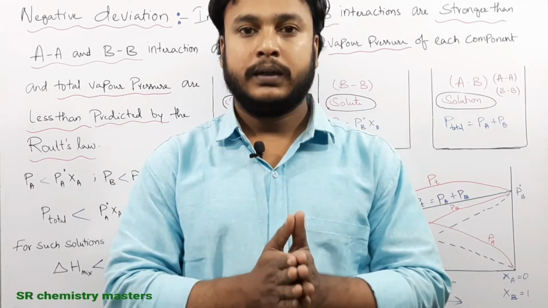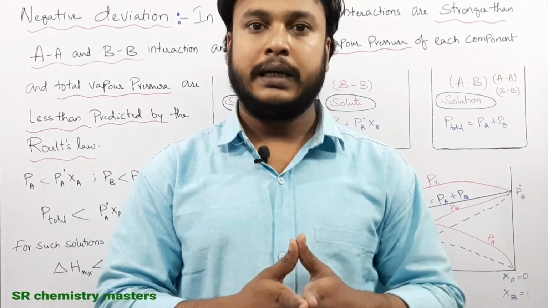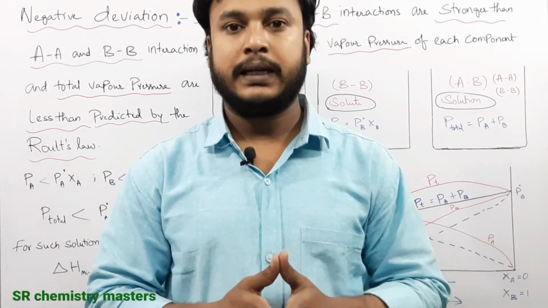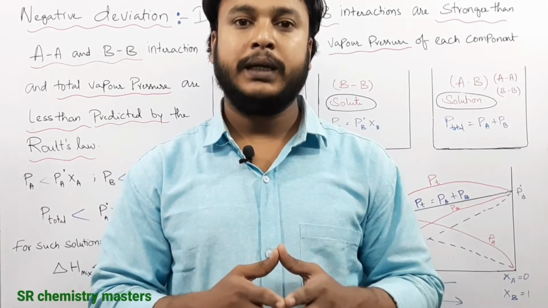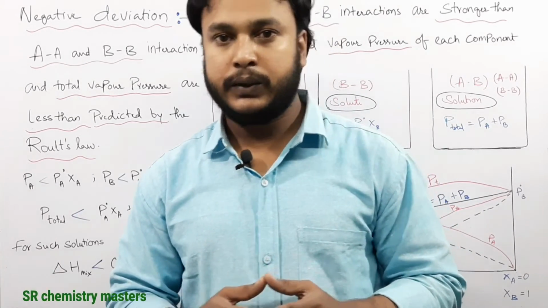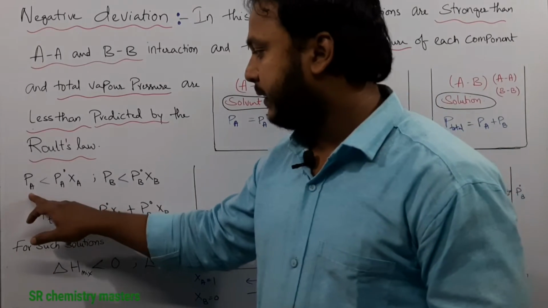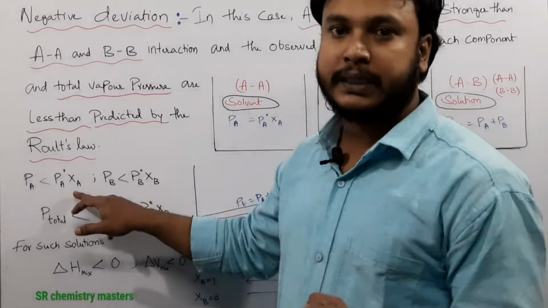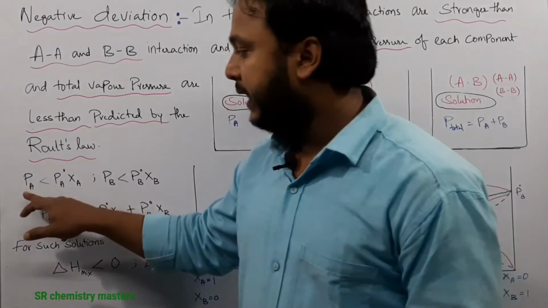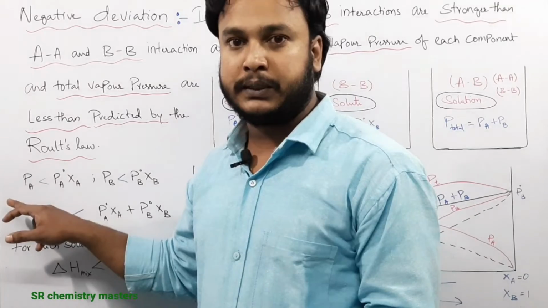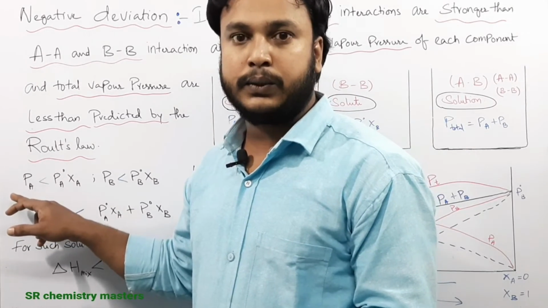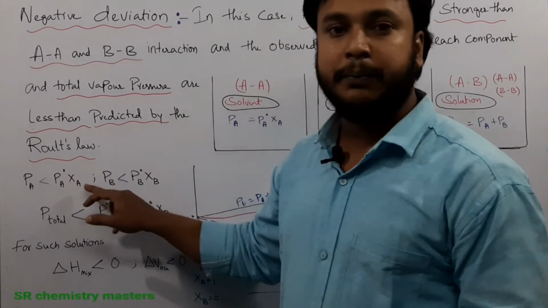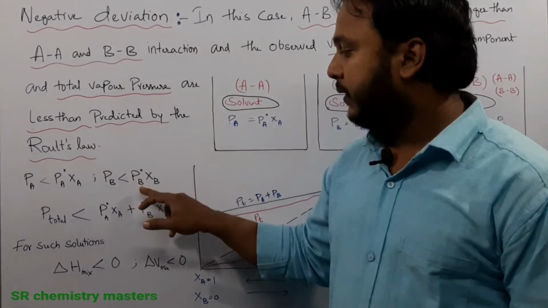Remember, here the vapor pressure of each component and the total vapor pressure is always lesser than the predicted value by Raoult's law. Here also you can see that PA is lesser than PA naught into XA. PA naught into XA is nothing but the predicted value by Raoult's law, and PA is the calculated value for vapor pressure. For non-ideal solutions showing negative deviation, PA is less than PA naught into XA and PB is less than PB naught into XB.